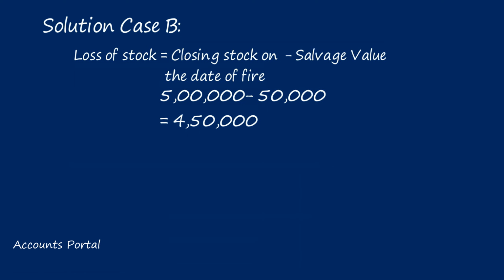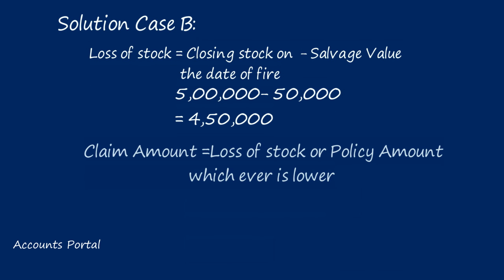Now claim amount calculation. In the given case B, is the average clause applicable or not? We check whether the policy is underinsured or overinsured. How will you determine? To know whether the policy is underinsured or overinsured, always compare policy amount with clothing stock on the date of fire. Clothing stock on the date of fire is 5 lakhs and policy amount is 6 lakhs. In the given case, the policy is overinsured. So the average clause is not applicable. Whenever the average clause is not applicable, the claim amount will be loss of stock or policy amount, whichever is lower.